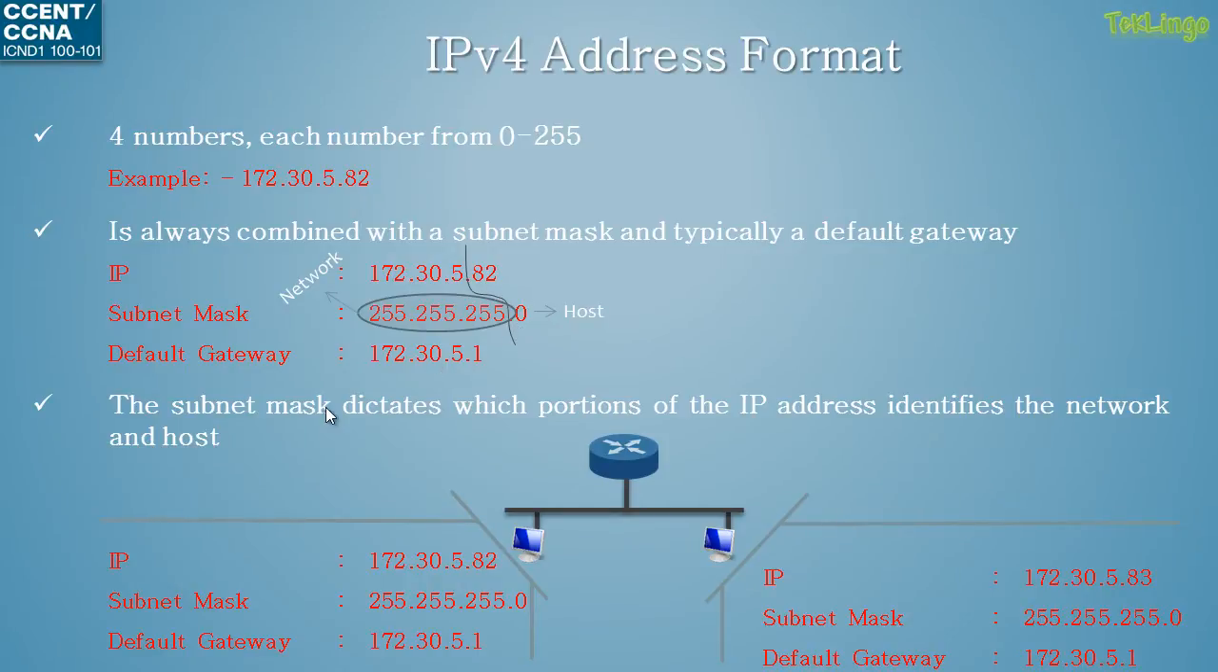Look at the below example. We have two computers, one with 172.30.5.82, another one with 172.30.5.83. Now looking at their subnet mask, they both have the same subnet mask. So the first three octets have the same numbers, which is 255.255.255. So this means they belong to the same network.